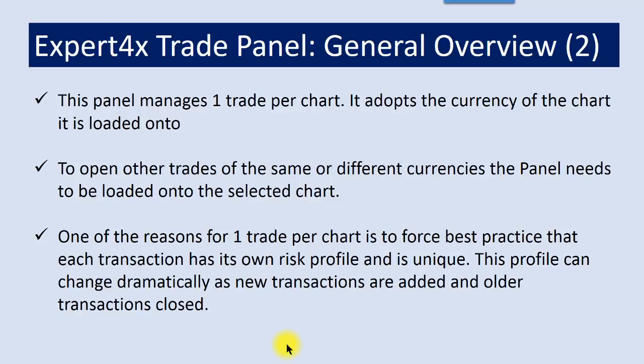This is often missed when topping up or partially closing deals. The risk profile of an open deal can change dramatically as new transactions are added and older transactions closed, and therefore you need to know what the up-to-date status is of your margin and profitability of each deal.